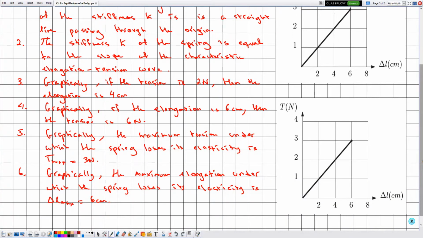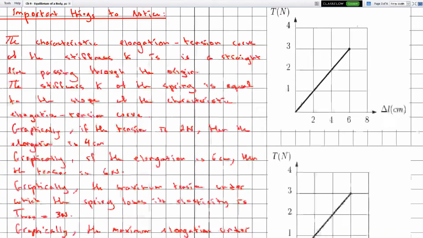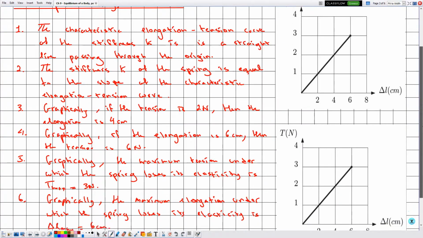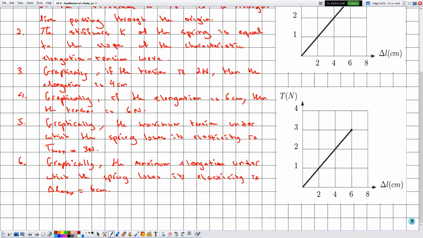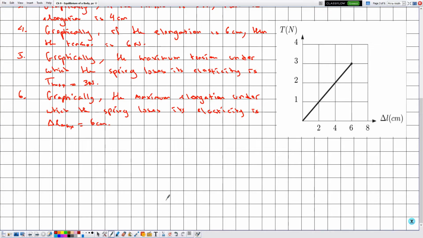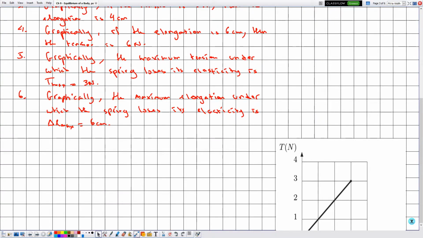Then we have 2 additional ideas corresponding to the limiting point under which we have a value of T max and a value of delta L max under which the spring loses its elasticity. Now we need to discuss again the method of the slope that allows us to determine the value of K. Let me drag this document downward like this, and pose the following question, which is how to determine the slope.